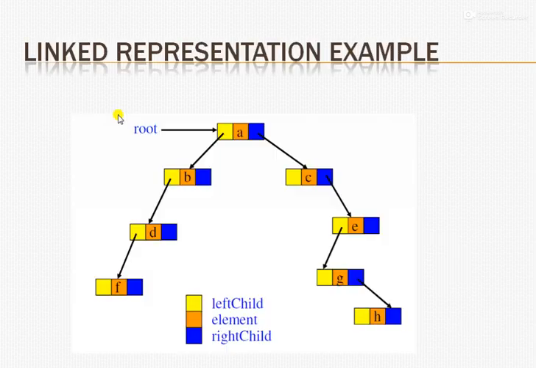Okay, so let us see a diagrammatic view. So this is A. For a particular node, presently we have 3 fields: one is the data part, one is the left, one is the right. In the data part, presently I am storing A. A has left child B. B has left child D. D has left child F. Similarly, A has right child C, and C has right child E.